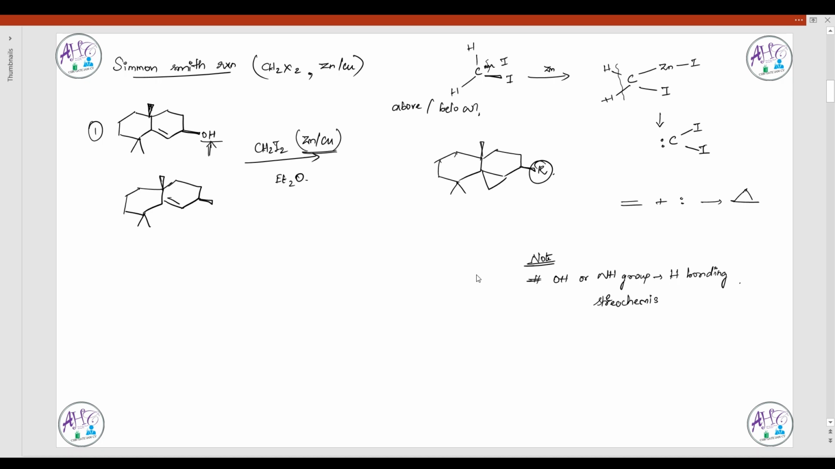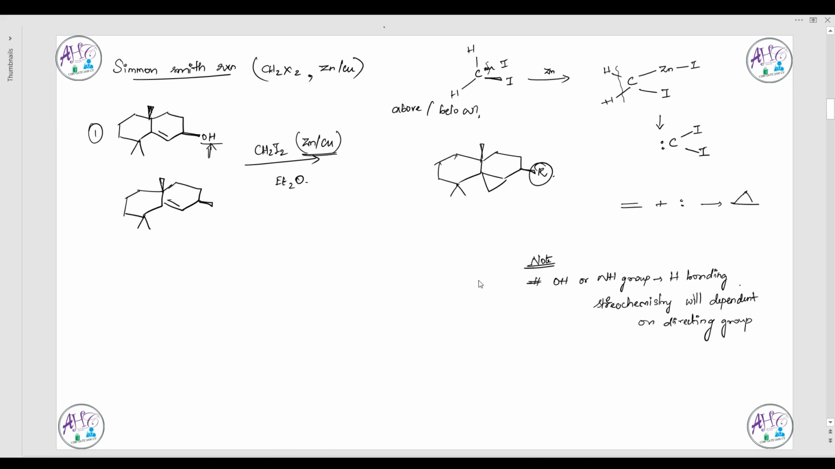Stereochemistry will depend on directing groups. Which ones do we call directing groups? Your NH and OH are your directing groups. Okay, so stereochemistry will not be affected by your bulky groups. Even if bulky groups are present, that will not be affected. So always your hydrogen bonding is preferred over your steric hindrance.